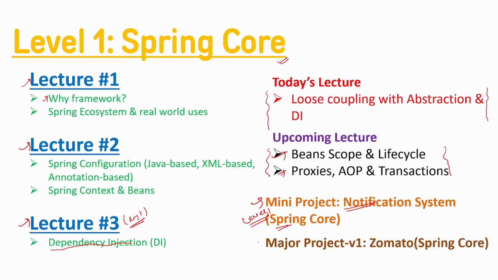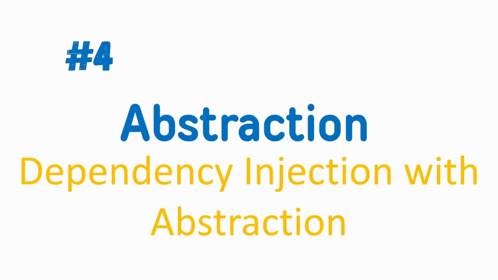And in the major project, what will we do? We will make version 1 of our Zomato, in which we will first start with pure Java, then move it to Spring Core and see what the advantages of using Spring are. So in the major project, we will make a Zomato clone using only Spring Core. It is going to be a console based application, and we will eventually grow this application into a full-fledged application as we proceed further in this course. So let's start today's video.